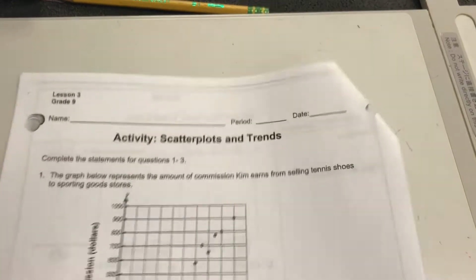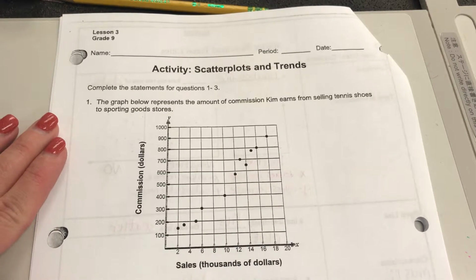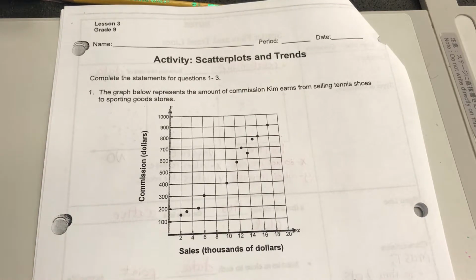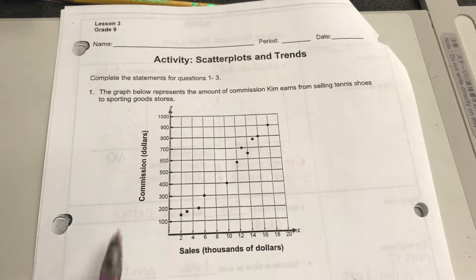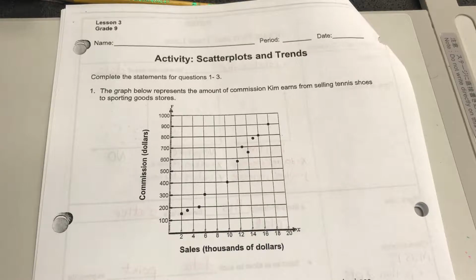Okay, it says activity, scatter plot, and trends. Complete the statements. Questions. I just have question 1 attached. The graph below represents the amount of commission Kim earns from selling tennis shoes to sporting goods stores. Okay? We have commission in dollars, and then we have sales.